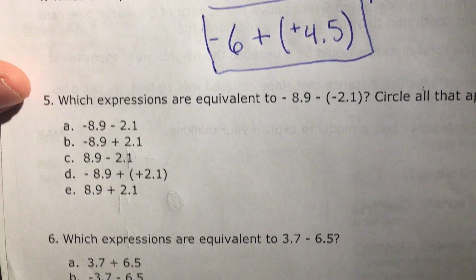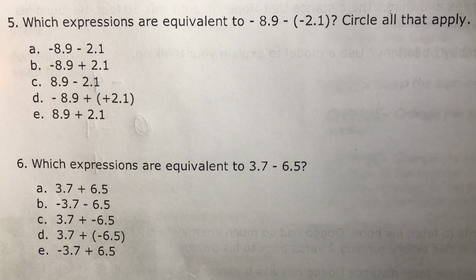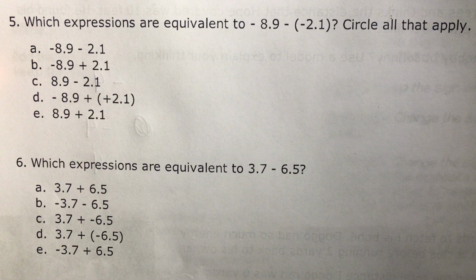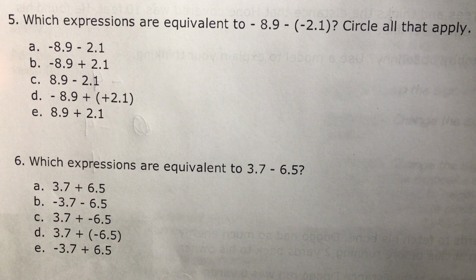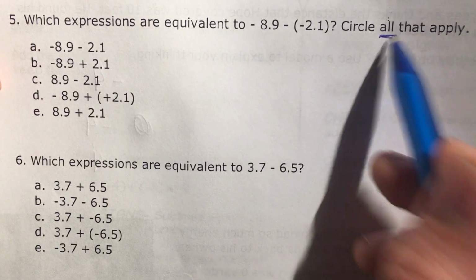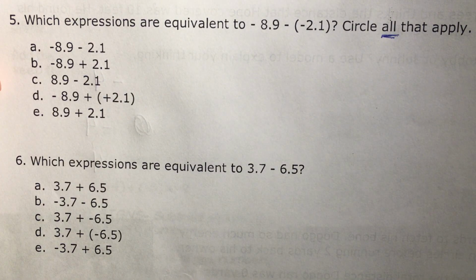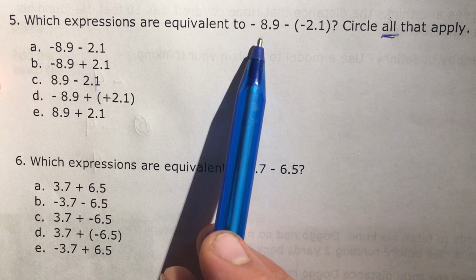Let's go to question number 5. Question number 5 asks us, which expressions are equivalent to negative 8.9 minus a negative 2.1? Circle all that apply. So in this case, we're not writing our own, but we're going to circle all that apply. And let me give you a hint. When you see circle all that apply, that generally, doesn't always, but it generally means there's going to be more than one right answer.